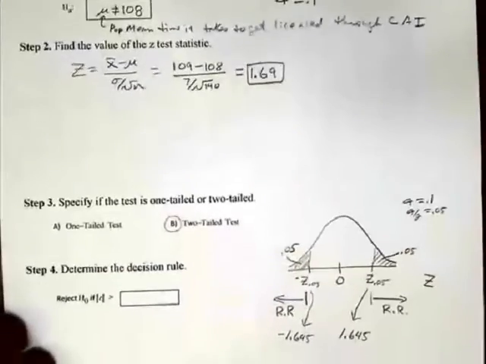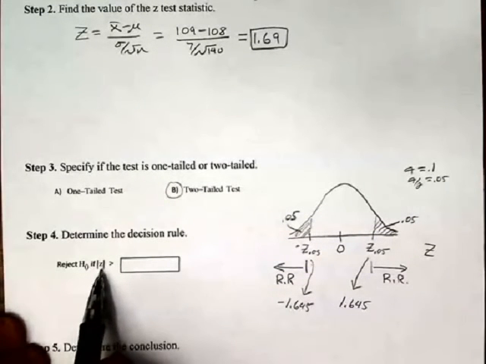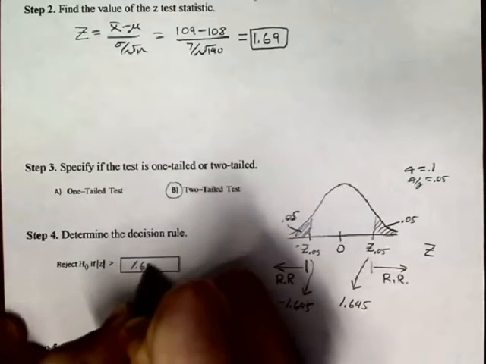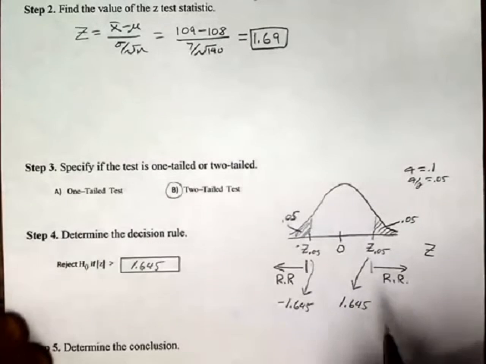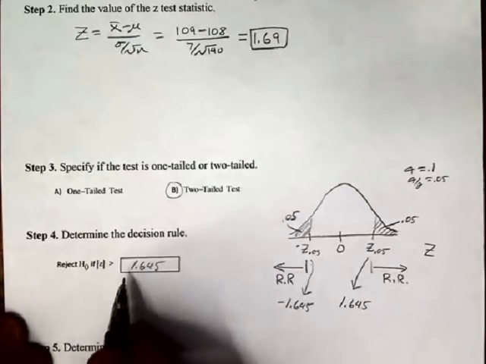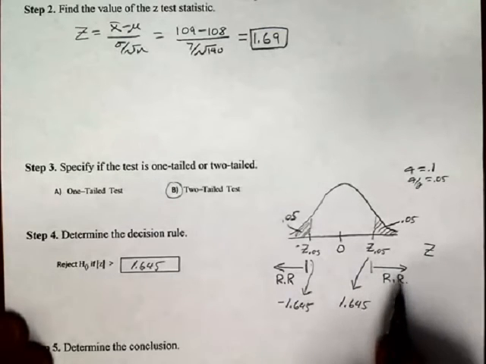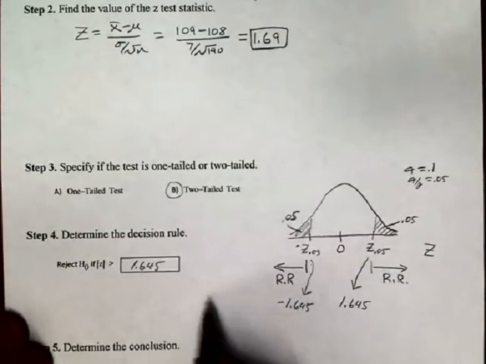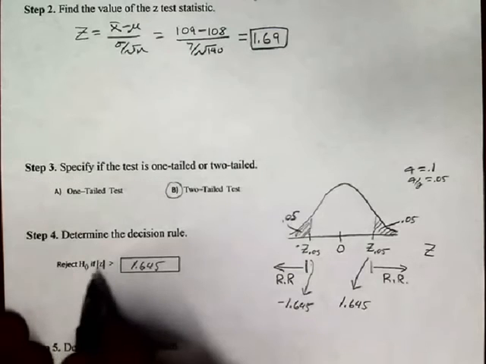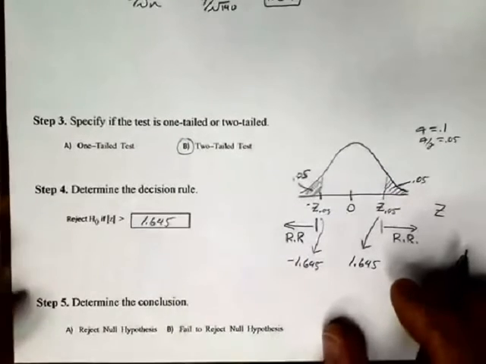So when it comes down to the decision rule, we say reject H naught if the absolute value of my test statistic is greater than 1.645. That is, this decision rule reflects what's going on with this picture. If z is bigger than 1.645 or less than negative 1.645, then the absolute value is bigger than 1.645. Okay, so that's my decision rule.